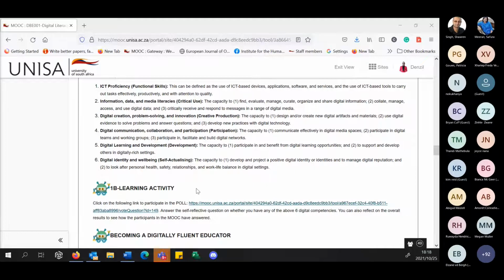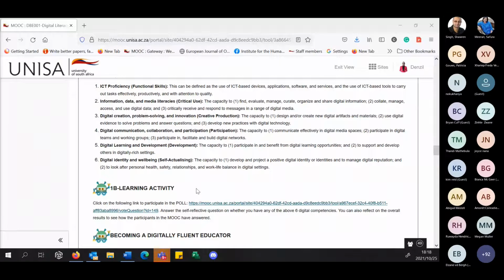Then digital learning and development. The capacity to participate and benefit in digital learning opportunities, and to support and develop others in digitally rich settings. And this speaks to the entire ecosystem of what you are now doing: the idea of being on a MOOC platform, the idea of lifelong learning, the idea of being an online, engaged learner. This forms part of digital learning and development.